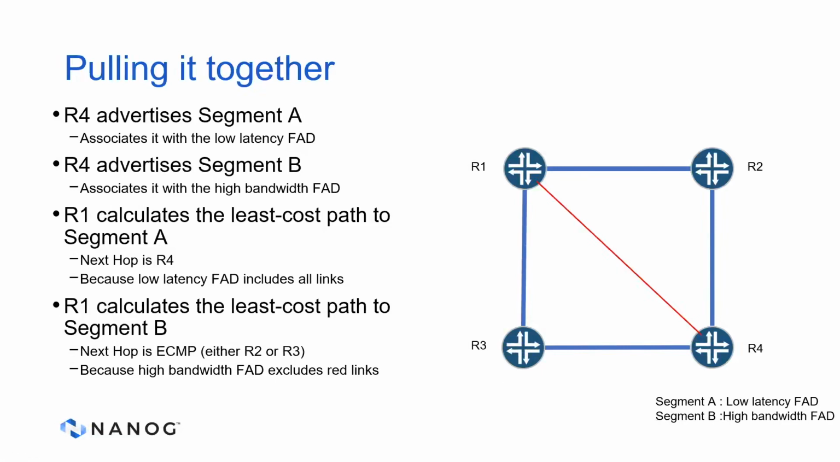So segment B is associated with high bandwidth FAD. And the next hop for segment B will be an ECMP through R2 or R3. This is because the R1 to R4 link is a 10 gig link, and that one will be excluded from the high bandwidth flex algo. And so that link will not be visible in the flex algo topology. So when R1 computes the next hop to segment B, it will be via R2 and R3.